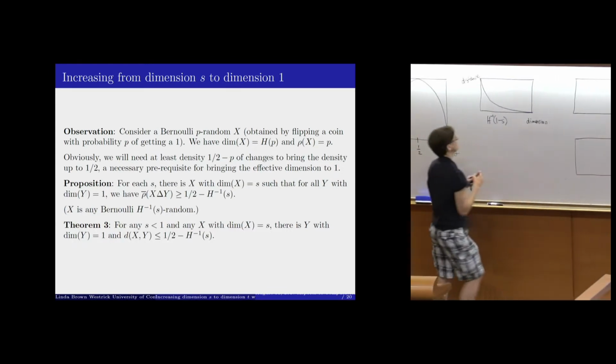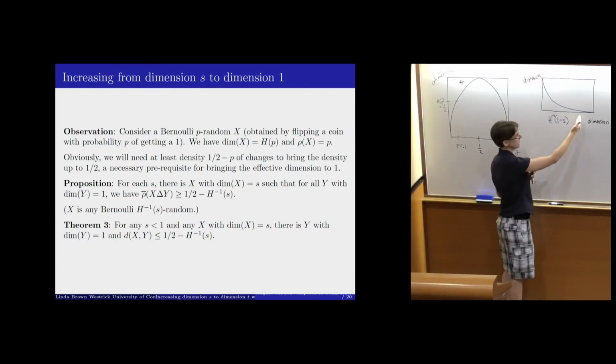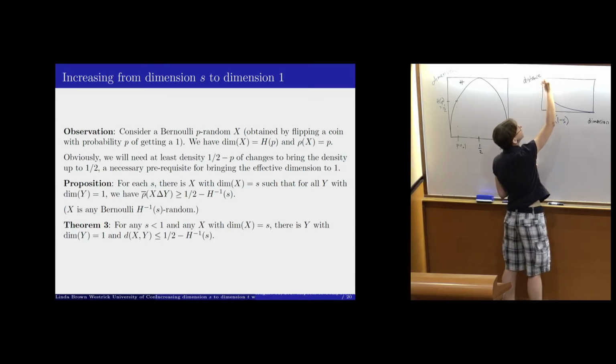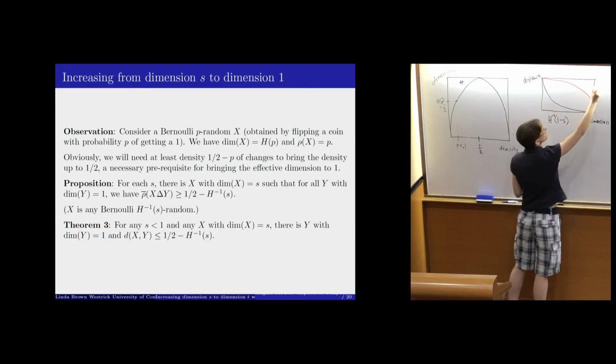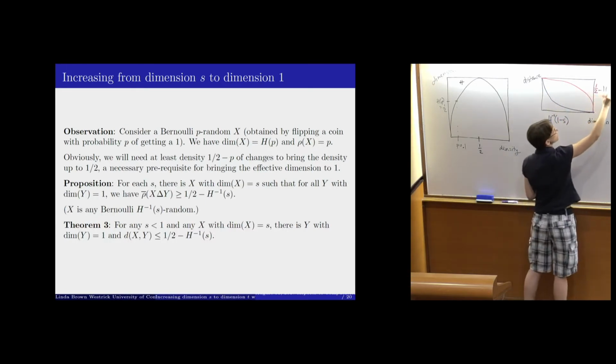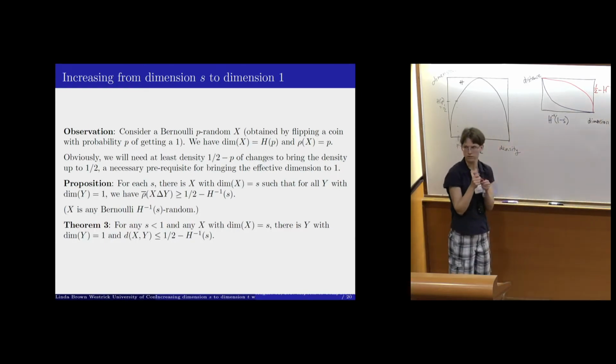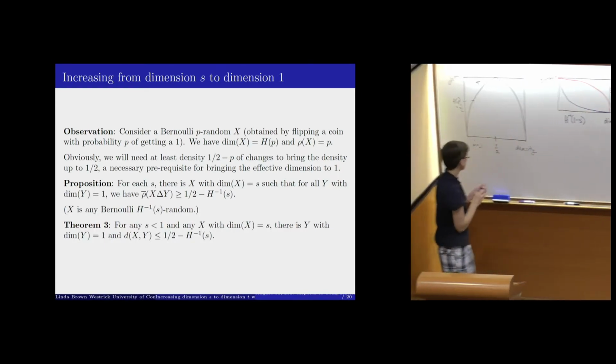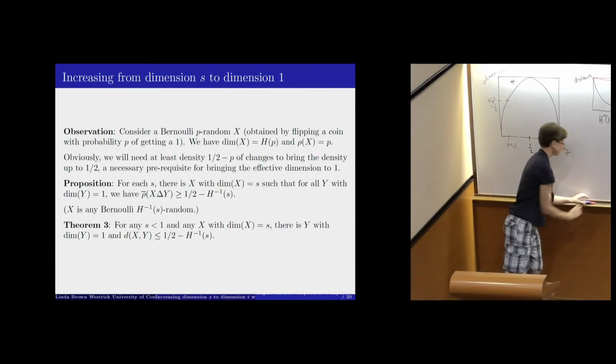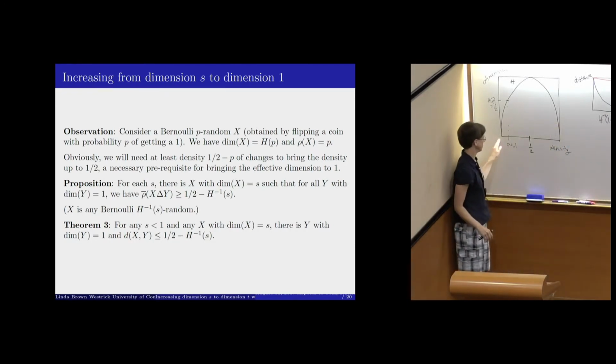On the other hand, if we start out with something that has dimension S and we want to put it up to dimension 1, then we may need, but it will suffice to use, distance 1/2 minus H inverse of S. So in general, some greater distance. So one way that you can think about this is going back to this relationship between density and dimension.